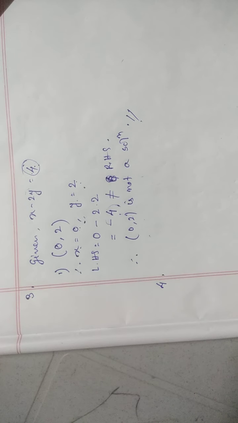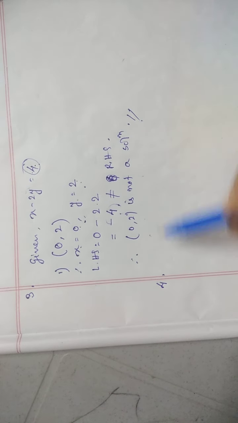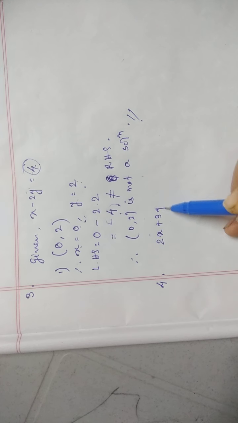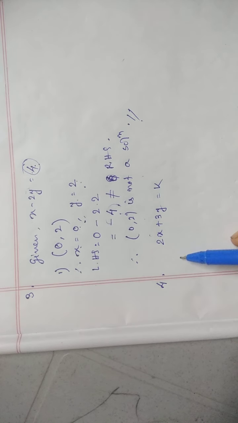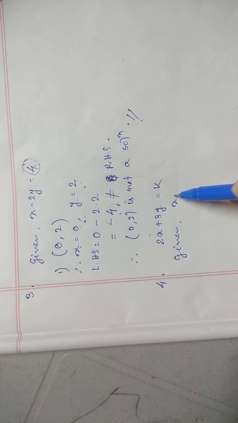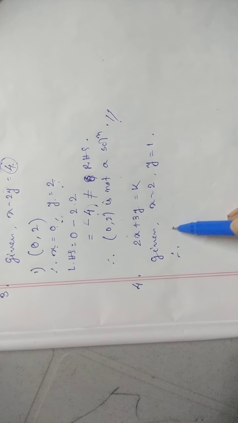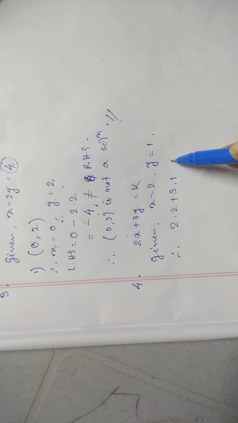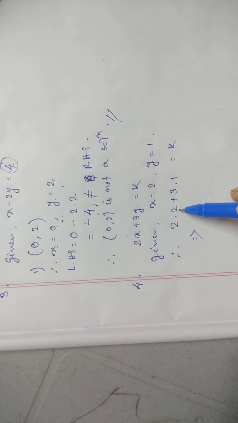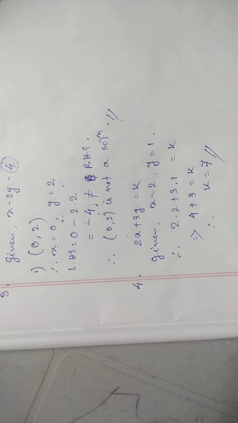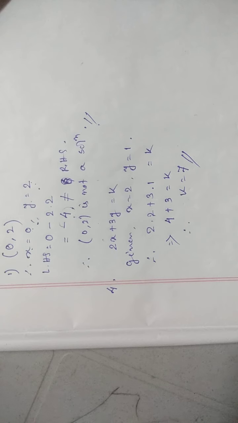Number 4, find the value of k if x is equal to 2, y equal to 1 is a solution of the equation. What is given? Twice x plus thrice y equal to k. Given what? x is equal to 2, y is equal to 1. Therefore, now you put the values. 2 into 2 plus 3 into 1 equal to k. So 4 plus 3 equal to k. Therefore, k equal to 7. So that is the value of k. Clear?